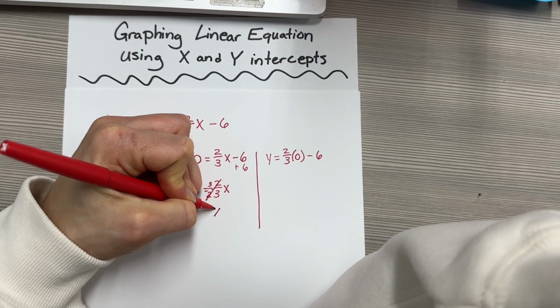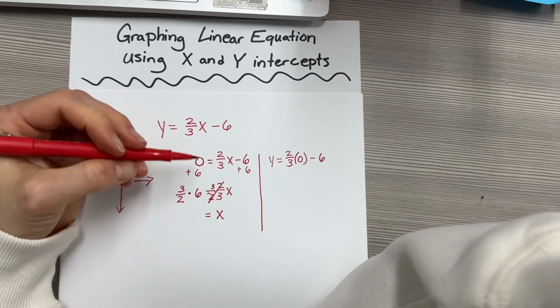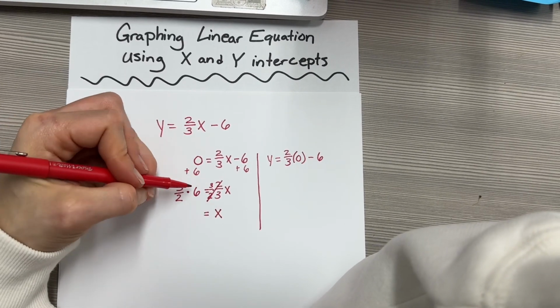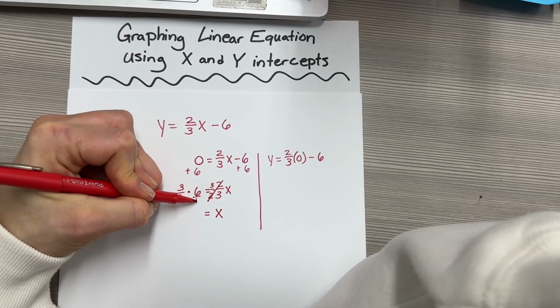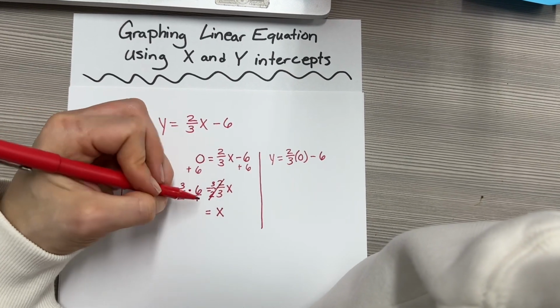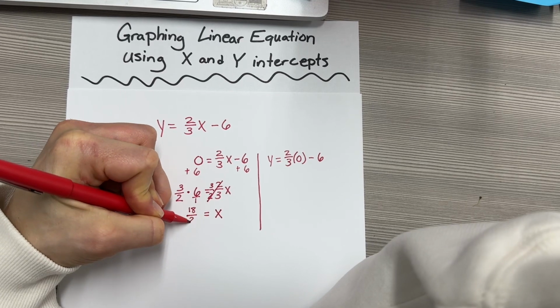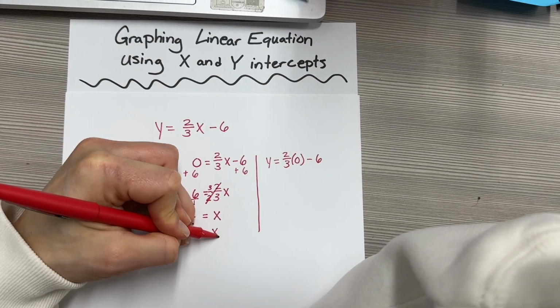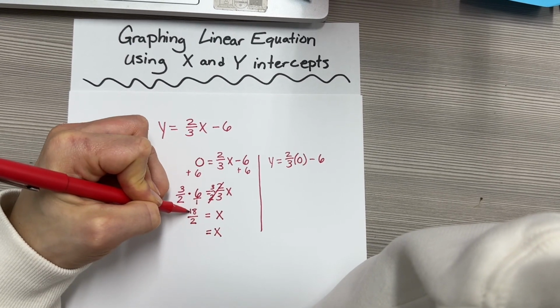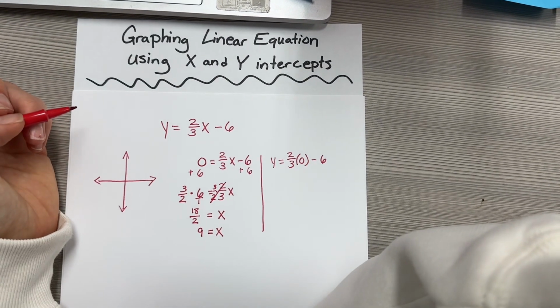We're only going to be left with 1x, so I'll just write x equals, and when we're multiplying a whole number times our fraction, we just multiply. I'm going to put it over 1 because 6 is the same thing as 6/1. 3 times 6 will give us 18. 2 times 1 gives us 2. I'm going to rewrite this one last time. X is equal to 18 divided by 2, which is 9. So our x is 9.